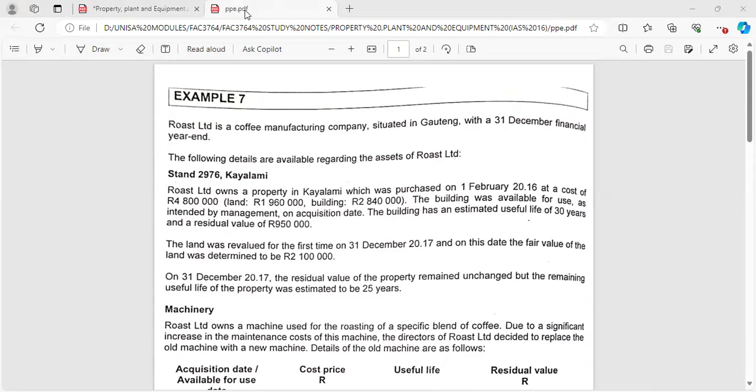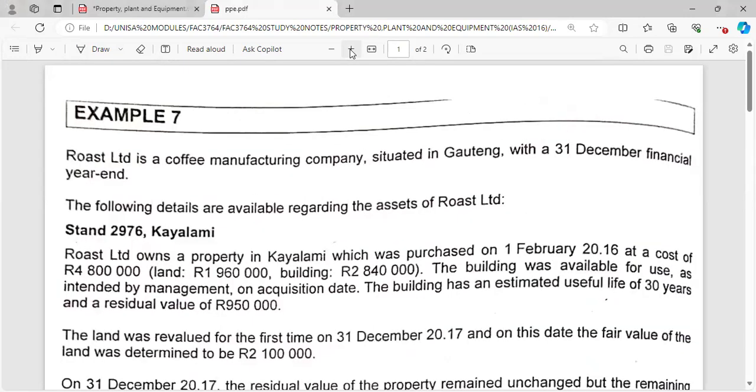Can I ask a question, please? Yes. Like you're in the exam, right? How am I going to know that this question is based on the exchange of the PPE? Am I going to look for the keyword exchange, or are they going to state in the question paper that this is IAS 16.24 or what?